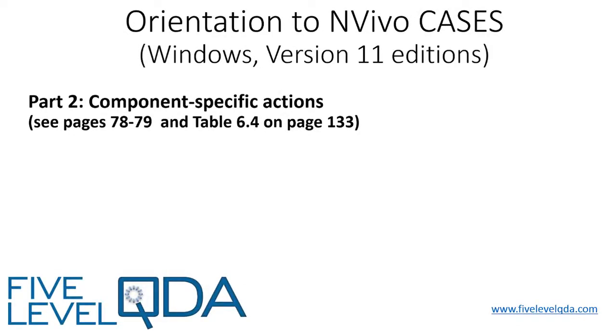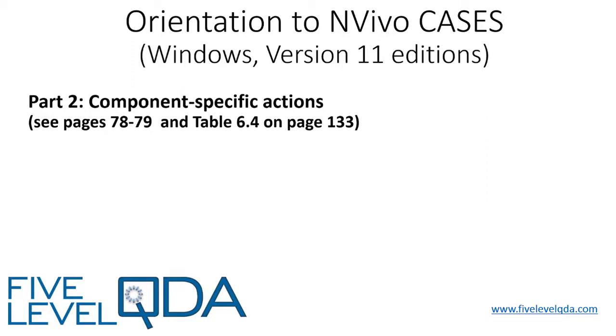This is part 2 of the orientation to cases, dealing with the actions that can be taken on them. You'll know from table 6.4 in chapter 6 that it's possible to group, link and interrogate cases. Indeed, because cases are a type of node, most of the actions that can be taken on cases are the same as those that can be taken on other nodes.